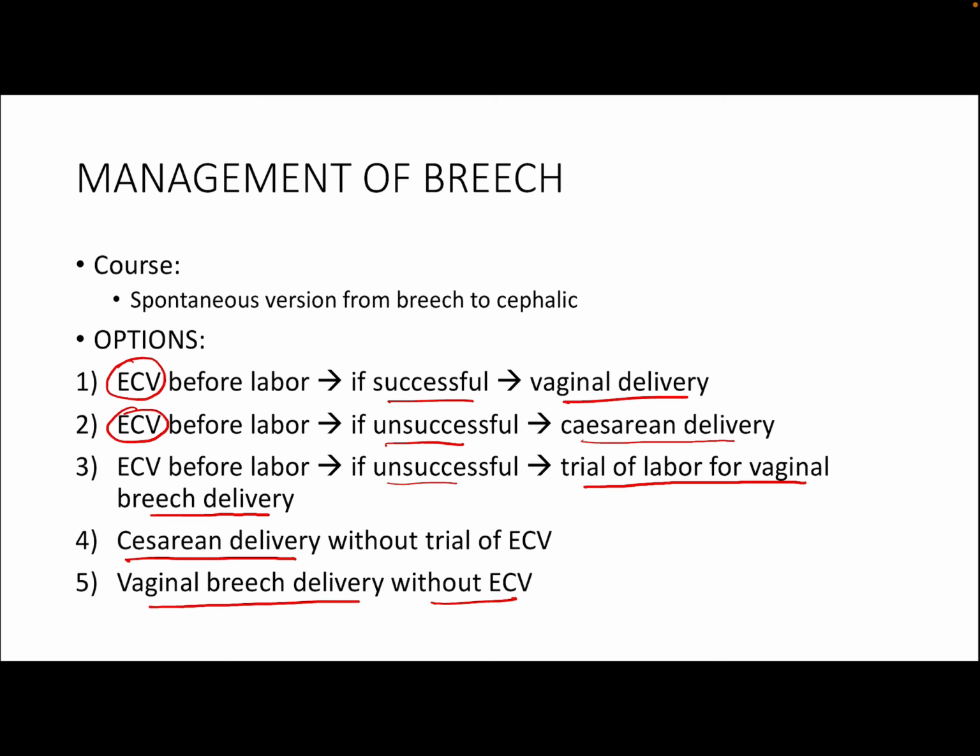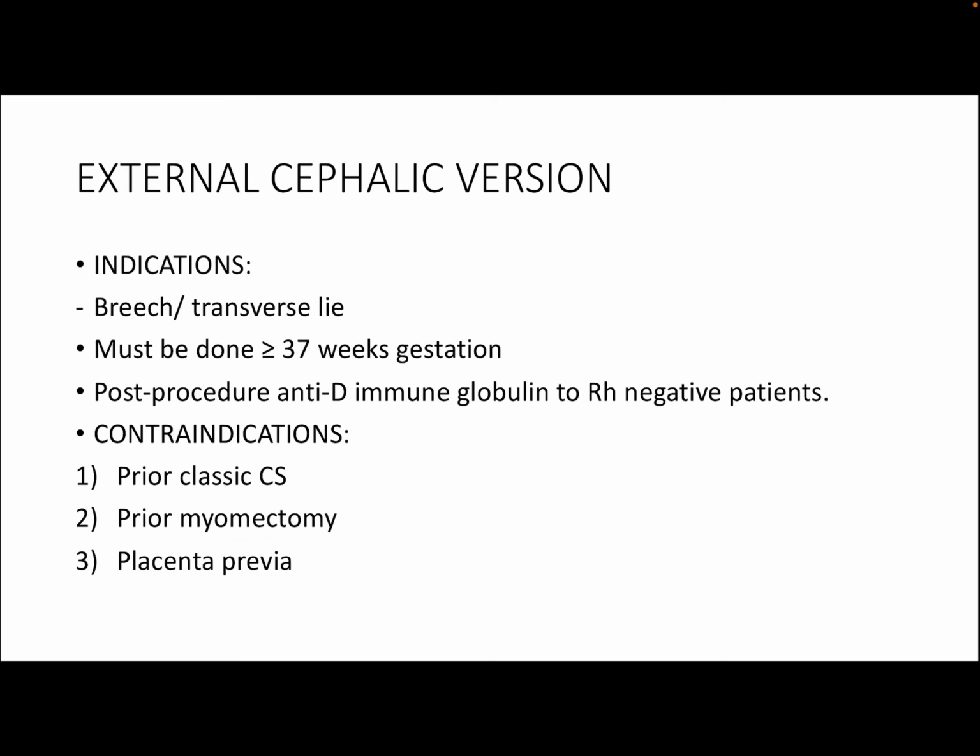And coming to a little more about ECV, that's external cephalic version. External cephalic version, as we've already mentioned, is done for a breech or a transverse lie if you want to convert it into a cephalic presentation. And this has to be done only at or after 37 weeks of gestation. And after you do an external cephalic version, if the woman is Rh negative, it's important to give a post-procedure anti-D immune globulin to Rh negative patients.